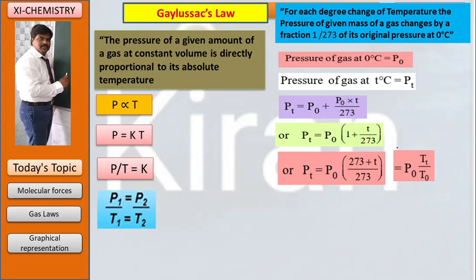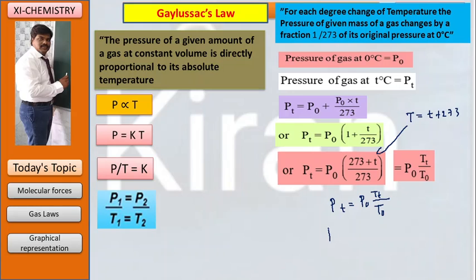Tt by T naught means what? Capital T is equal to, I told you, small t plus 273. So here small t plus 273 is there. That is the reason I have written capital T at a particular temperature. So that Tt, 273, means it is absolute temperature T naught. So what equation are you getting? Pt is equal to P naught into Tt divided by T naught.